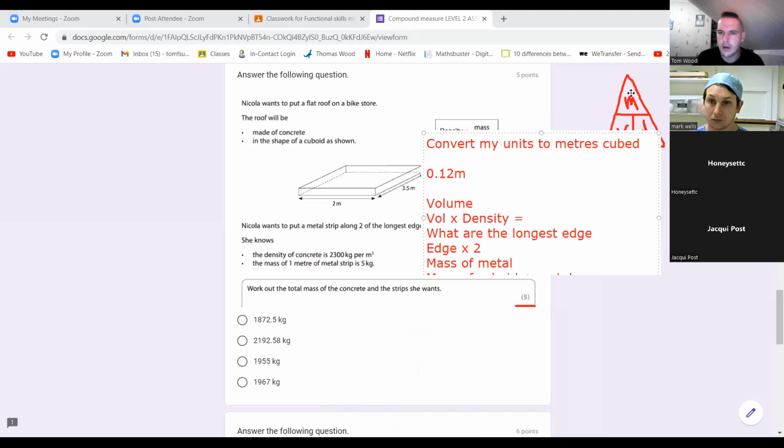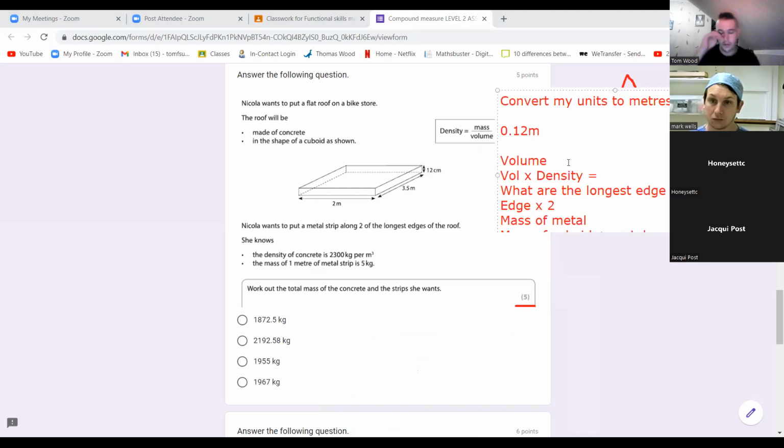So now we are looking at our volume. So what is the volume? Well, we can work this out quite straightforwardly. We're just going to multiply all of these together. So we've got 2 times 3.5 times 0.12, and we've got a volume of 0.84. So that tells you the volume here is 0.84 meters cubed.